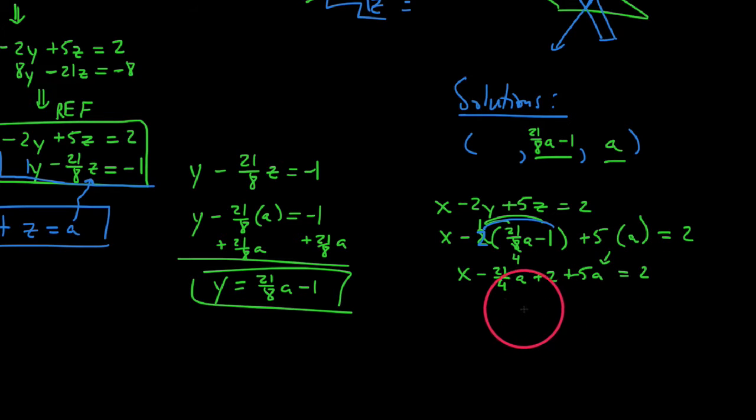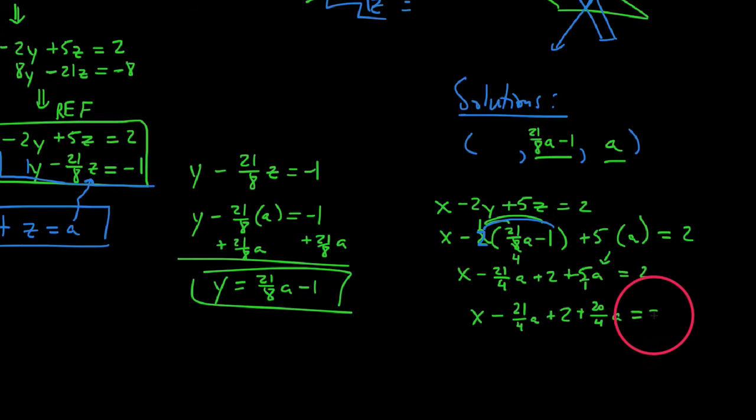So my goal here is going to be this. First of all, combine like terms. I notice that I'm going to need a common denominator here between fourths and wholes. So let's change our 5/1 into quarters, or fourths. So we'd have to multiply the top and the bottom by 4 here, meaning that we get a new expression, x minus 21/4 a plus 2 plus 20/4 a is 2.